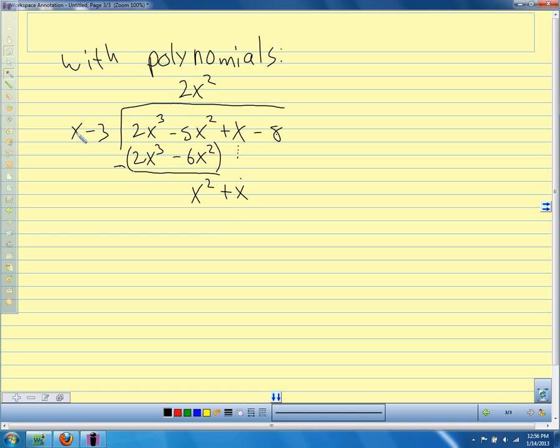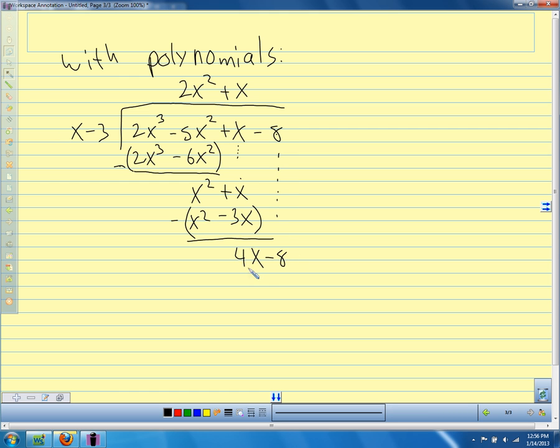What do I have to multiply x by to get x squared? x. x times x is x squared. x times negative 3 is minus 3x. Now we are subtracting. x squared minus x squared just gives me 0. x minus negative 3x, so I get x plus 3x, which gives me 4x, and I bring the 8 down, negative 8.